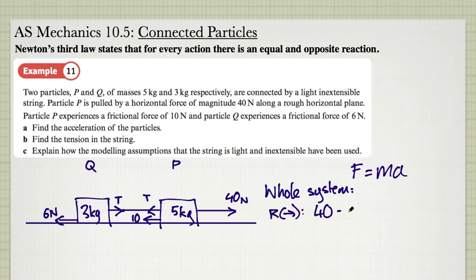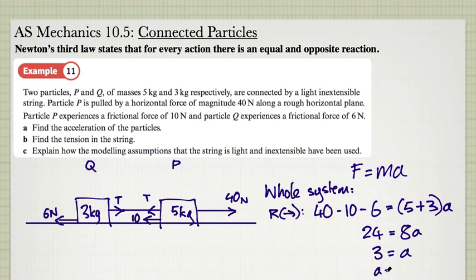Working against that is the 10 newtons of friction from P and the 6 newtons of friction from Q, equals mass. The overall mass of the system is 5 plus 3 kilograms times the acceleration. So adjusting all of those, that is 24 equals 8a. And dividing both sides by 8, 3 is the acceleration there. So acceleration equals 3 meters per second. Remember to put units in for your answers for part A. Meters per second squared, sorry.